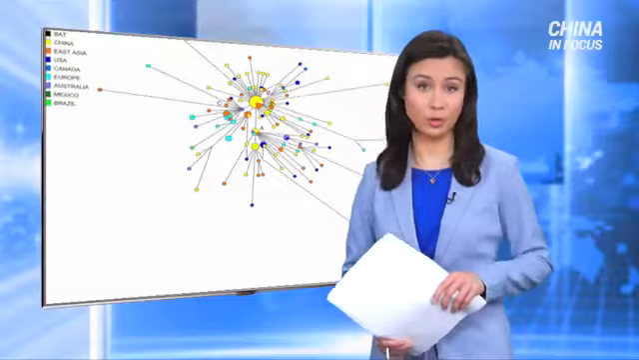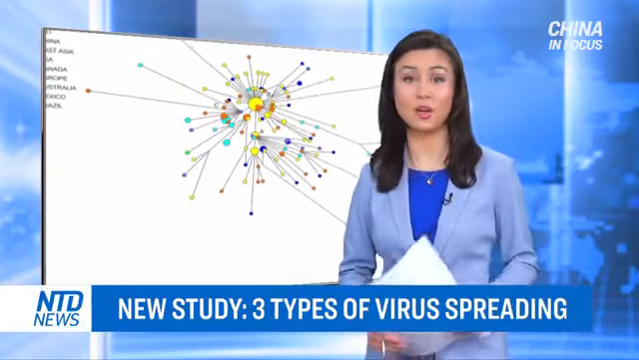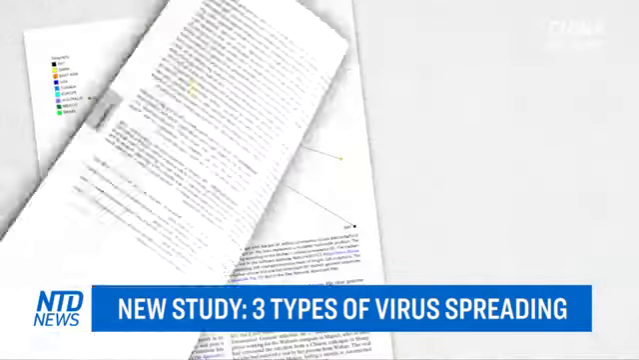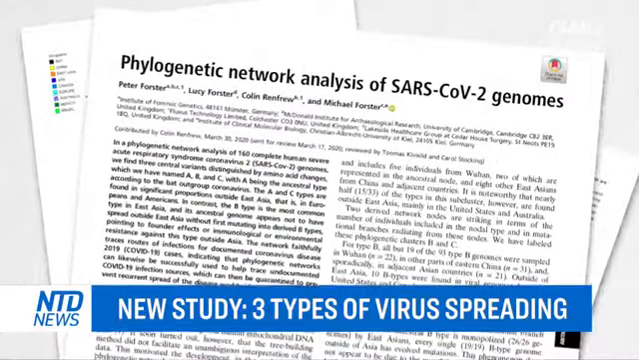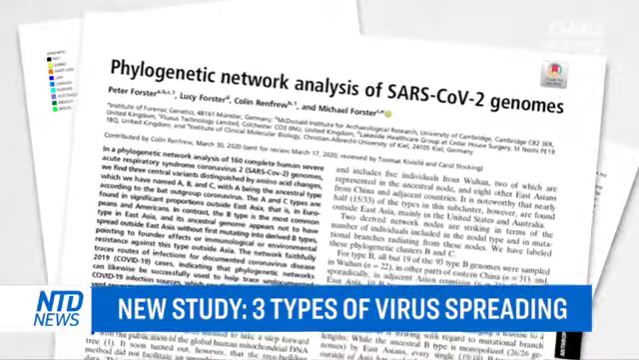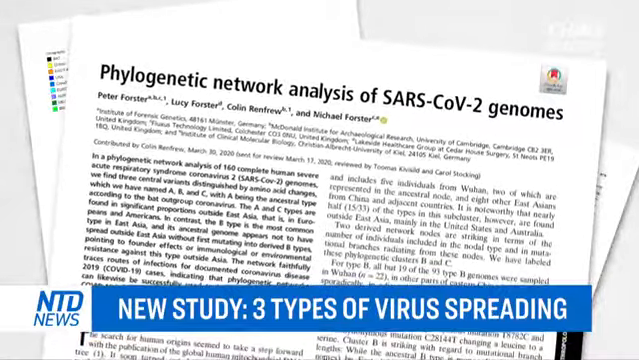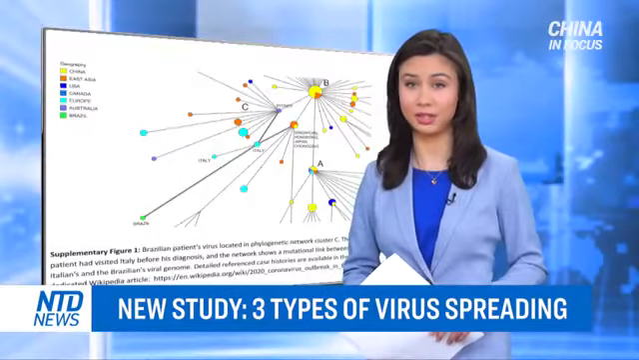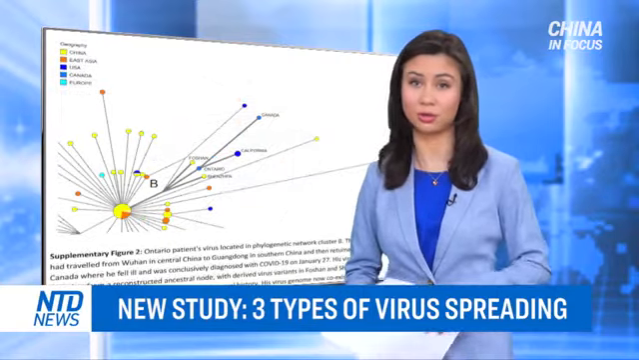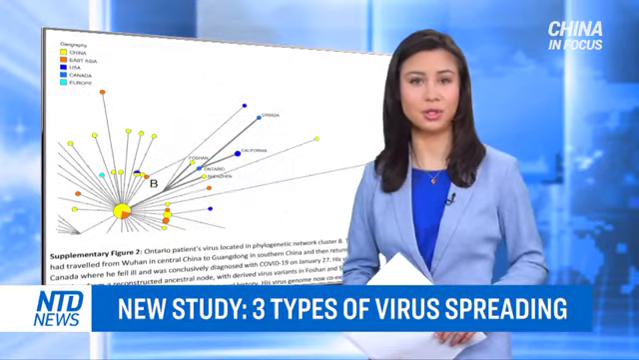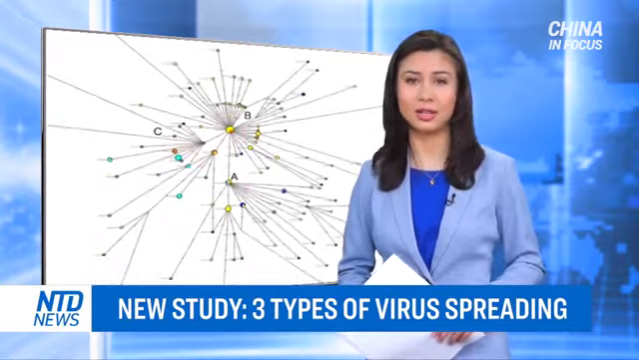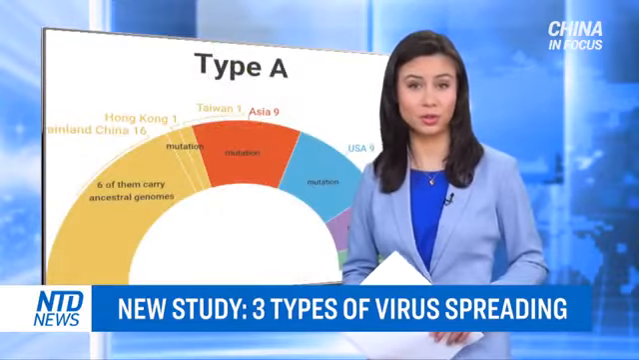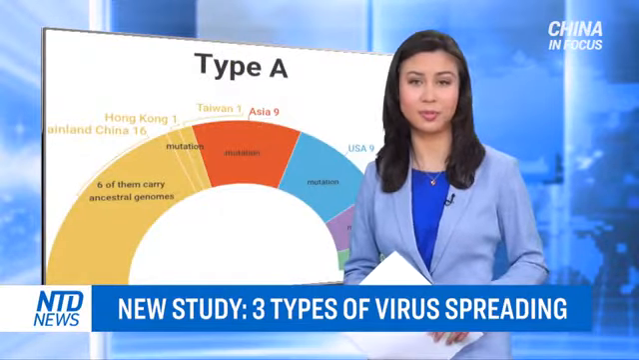We previously reported on a recent study that found 3 types of the CCP virus. Here's a deeper dive. The Cambridge study is titled Phylogenetic Network Analysis of SARS-CoV-2 Genomes. It was published last week by Proceedings of the National Academy of Sciences. It studied the first 160 complete viral genomes from the earliest patients across the world. It then mapped the family tree of the genomes. The genomes are categorized into 3 distinct types, A, B, and C. Type A is considered the root of the outbreak since it's the most similar to the bat virus.